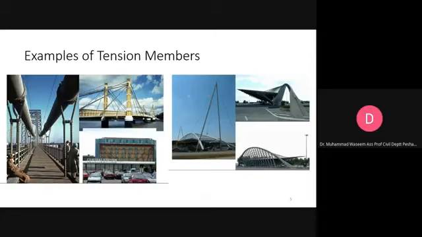Similarly, over here, the hangers or the space trusses also contain tension members. So it is very common to find tension members in your steel structures. You will encounter tension members whenever you are designing space trusses, trusses, transmission towers, or bracing systems. Some of the members you have to design as tension members and some as compression members.